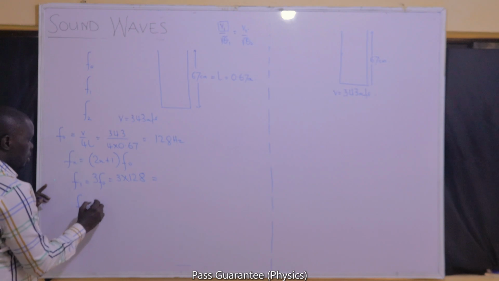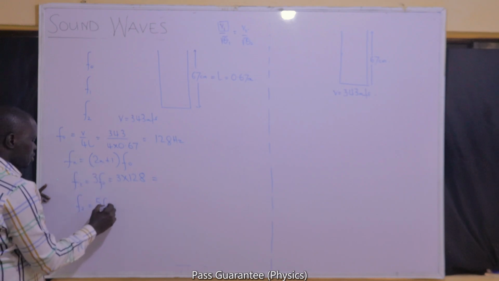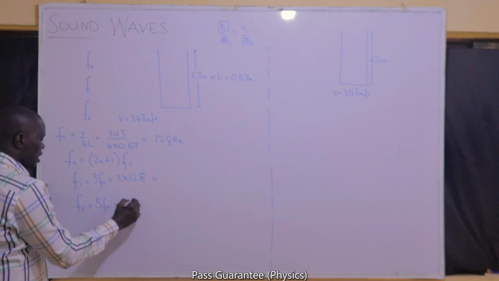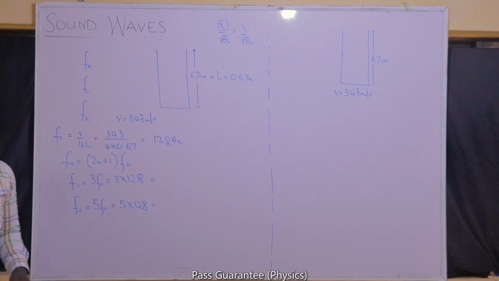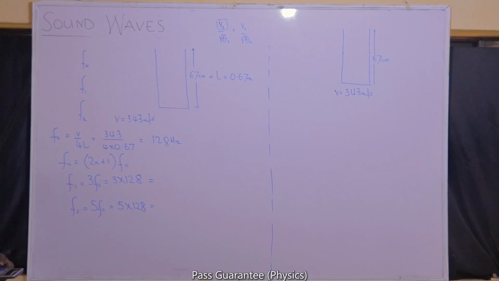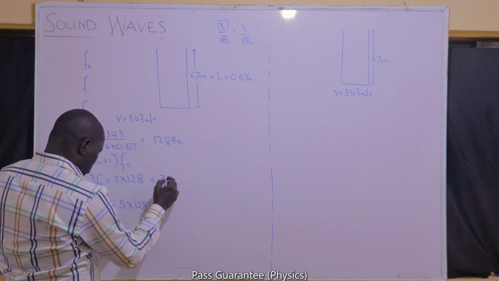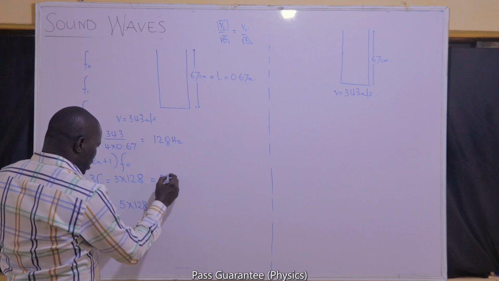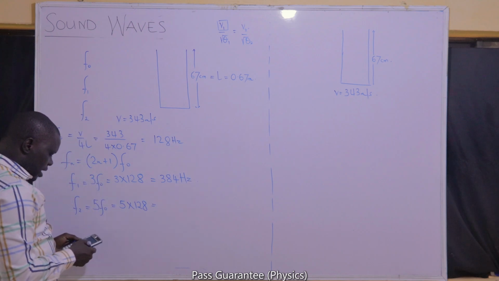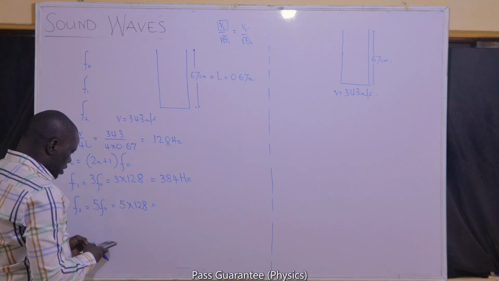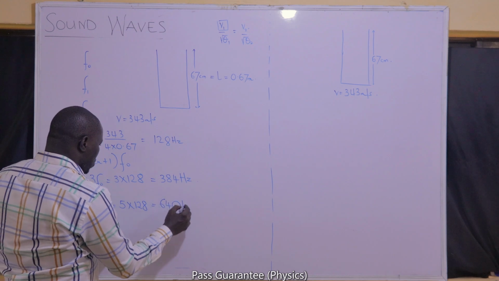F2 will be 2 times 2 plus 1. That will be 5 F0. That will be 5 multiplied by 128. If we do that, we have our answer. 384 Hertz. Then 5 times 128 is 640 Hertz. And that is all about that.